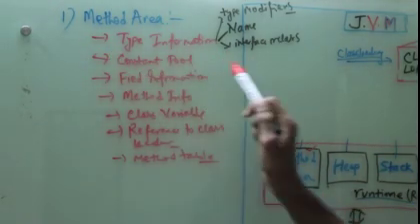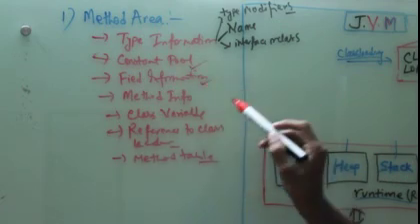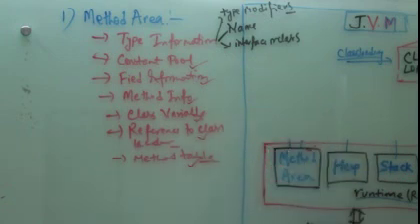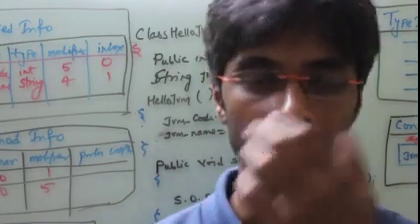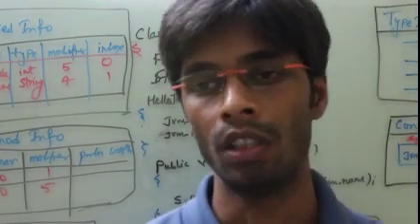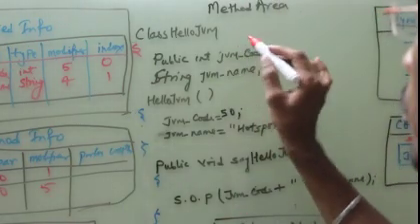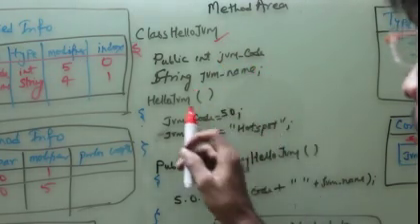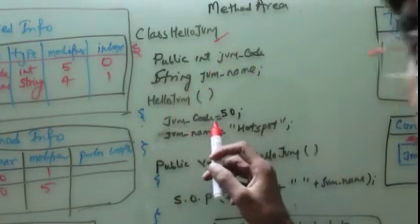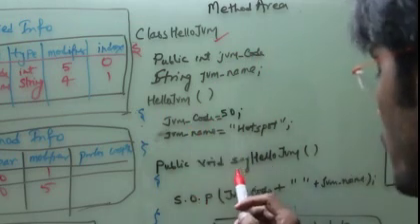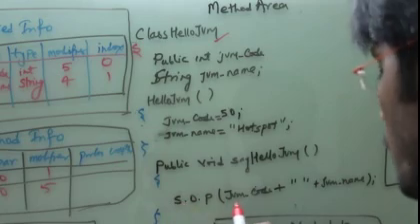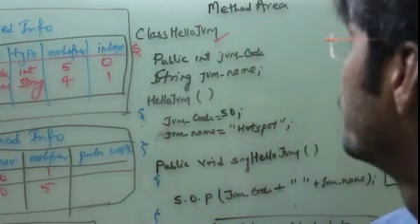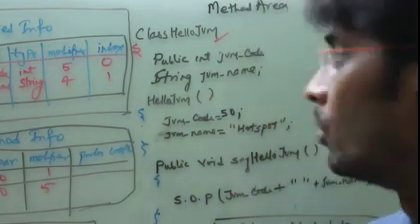the type information, the constant pool, the field information, the method info, the class variable, the reference to class, and the method table. Suppose we want to write a method area for a normal Java code, like let's say I have a program named HelloJVM. It has an integer variable and a string variable and a constructor which is initializing these two fields. Then I have a method called sayHelloJVM, and I'm printing with System.out.println the JVM code and the JVM name.